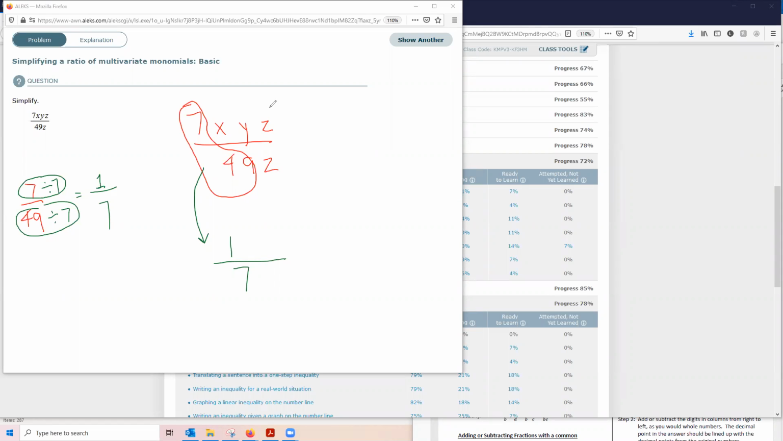Now let me look at the letters. Well, there's a z on top and a z on the bottom. Well, really, you could think of those as canceling out. So that leaves me just an x and a y on top.